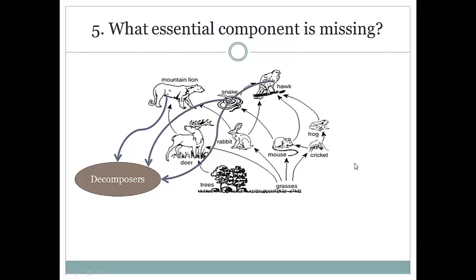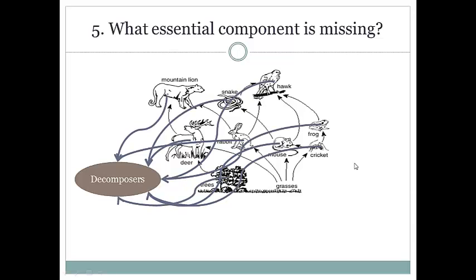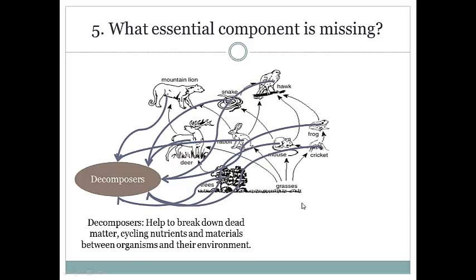So if we add that on, we would draw a line from each animal in this ecosystem to the decomposers, because once these things die, it is the job of the decomposers to break them down. So this helps cycling of nutrients and materials between organisms and their environment. Otherwise, once these organisms died, all of those nutrients would be locked away and inaccessible to other things in the environment. An example could be bacteria, which helps to restore nitrogen compounds to the soil.